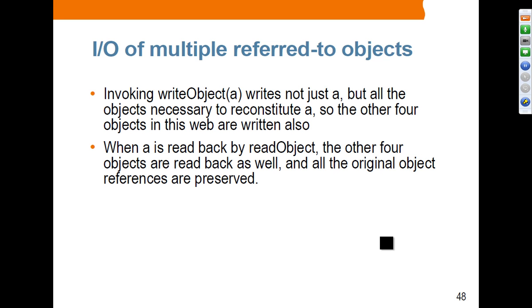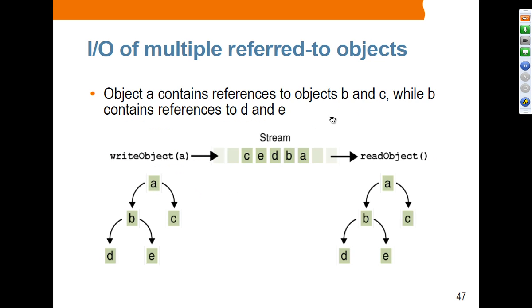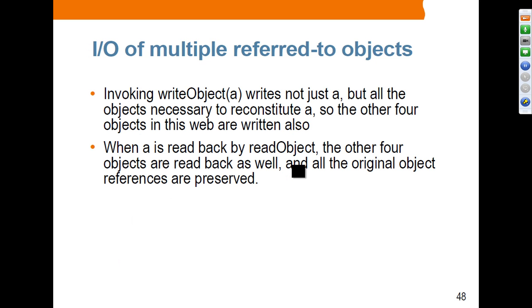Okay, so IO of multiple refer to object. So this is basically invoking write object writes not just A, but all the objects necessary to reconstitute A. So what we're talking about, all this B, C, D, E, all those things need to be also saved into the stream. So that when A is read back by read object, the other 4 objects are read back as well, and all the original object references are preserved.